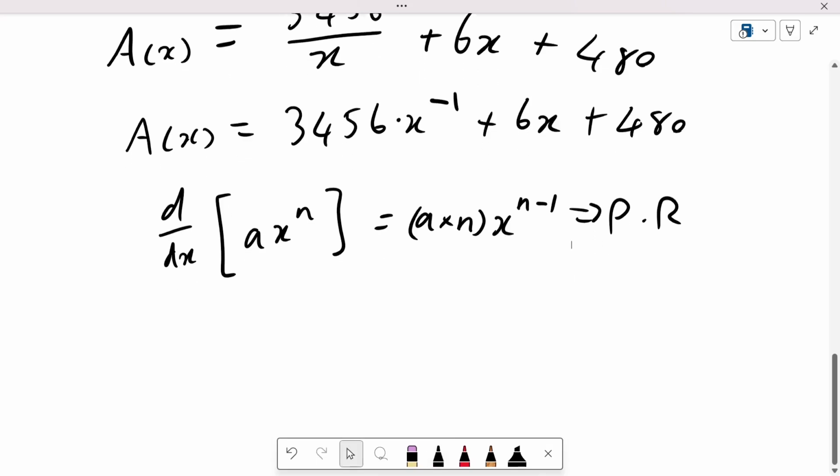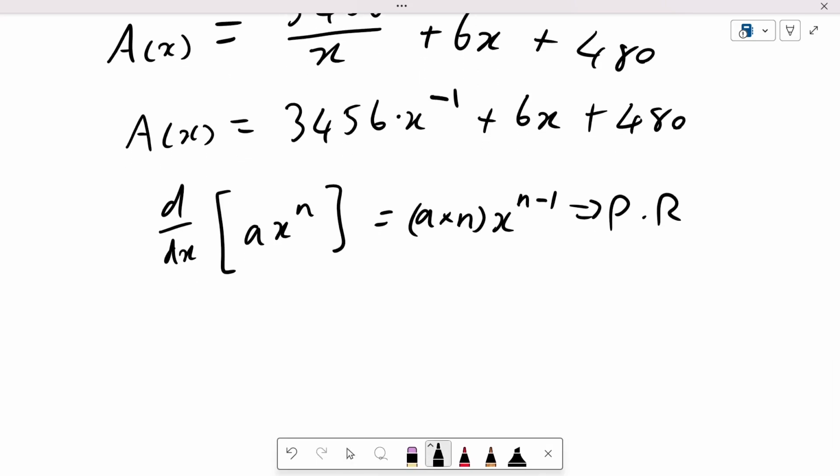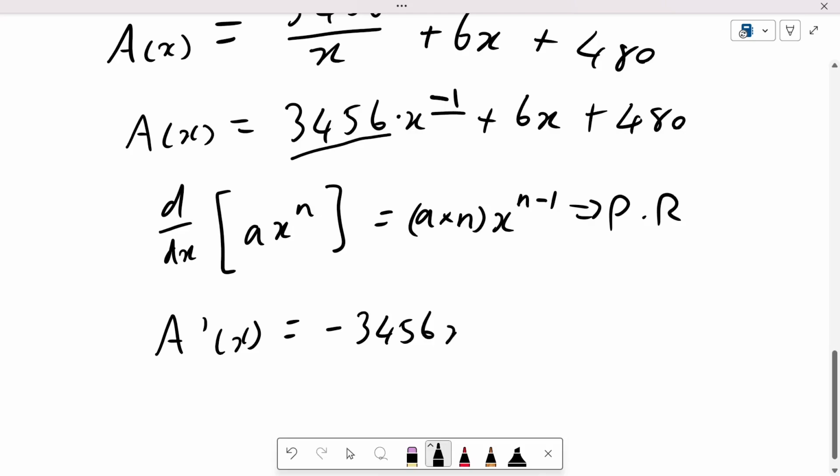Okay. Now we just need to find the first derivative, and if we do that, we are going to have this. Remember, now we need to find the derivative of this first term, which is going to be 3,456 multiplied by the exponent, which is -1, which is just going to be negative 3,456 multiplied by x to the power of -1 minus 1, which is -2.